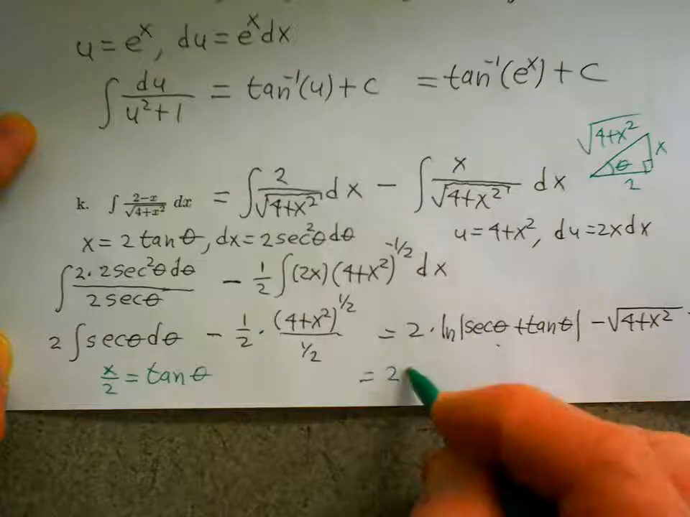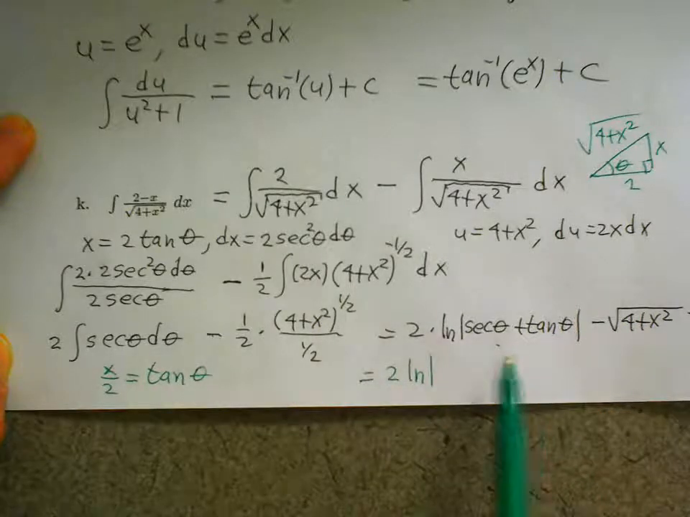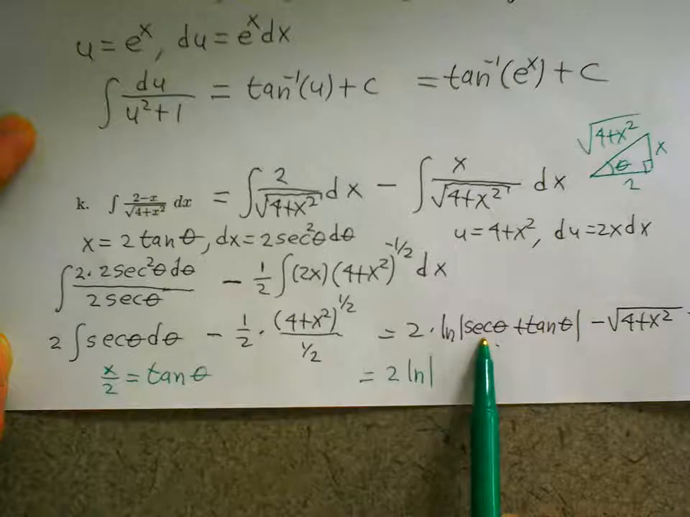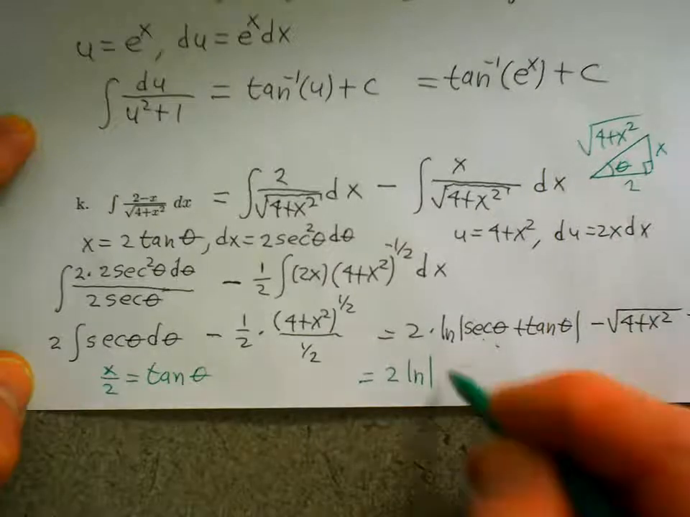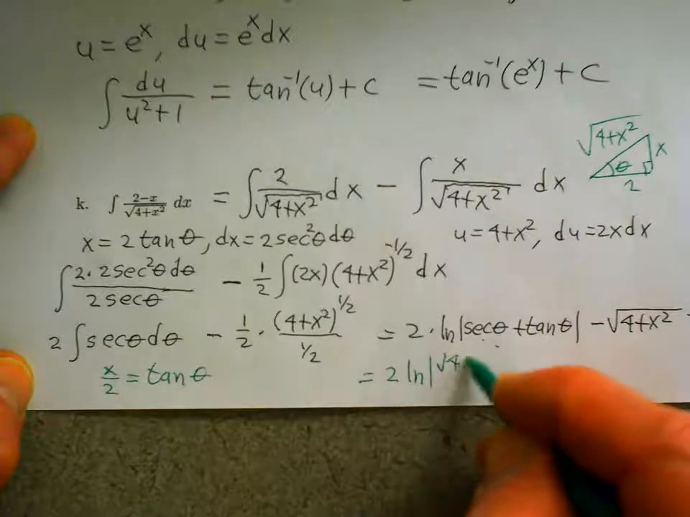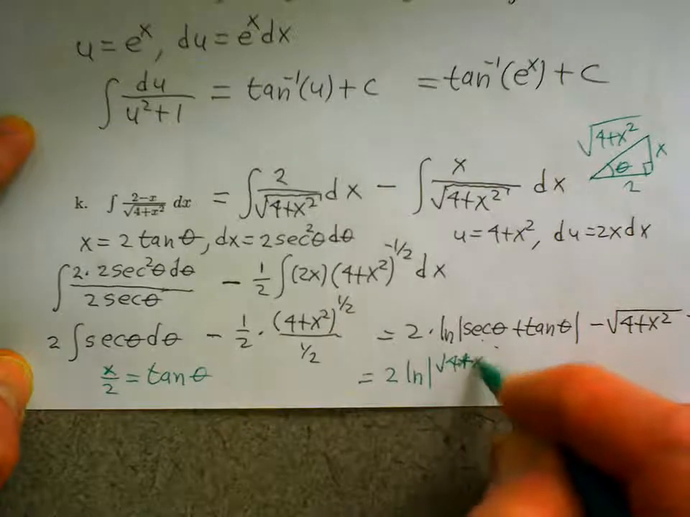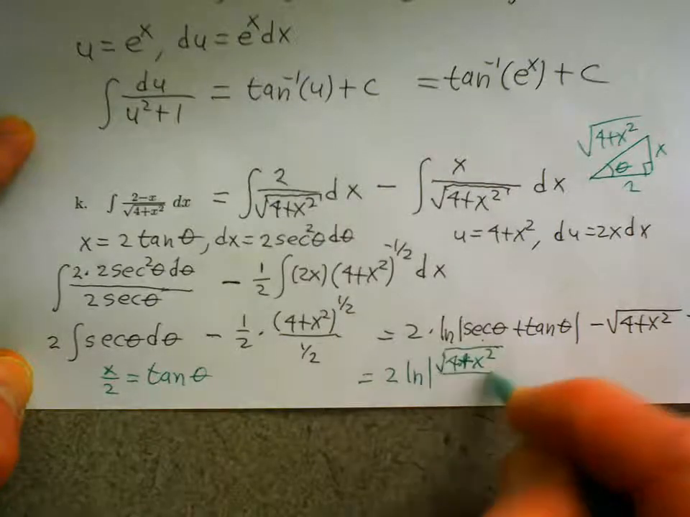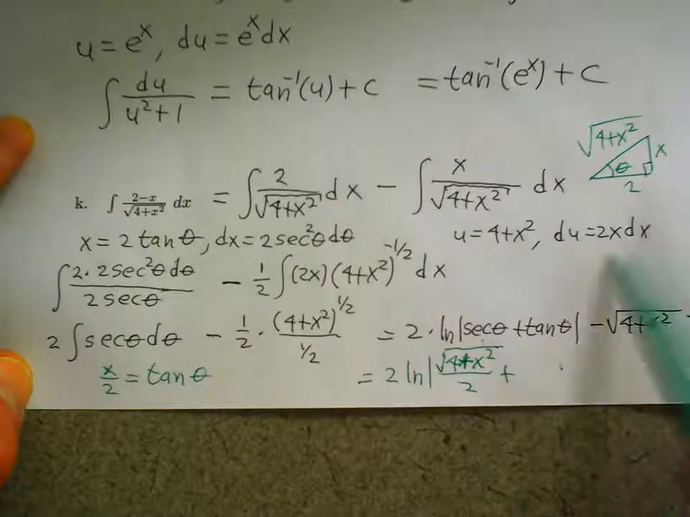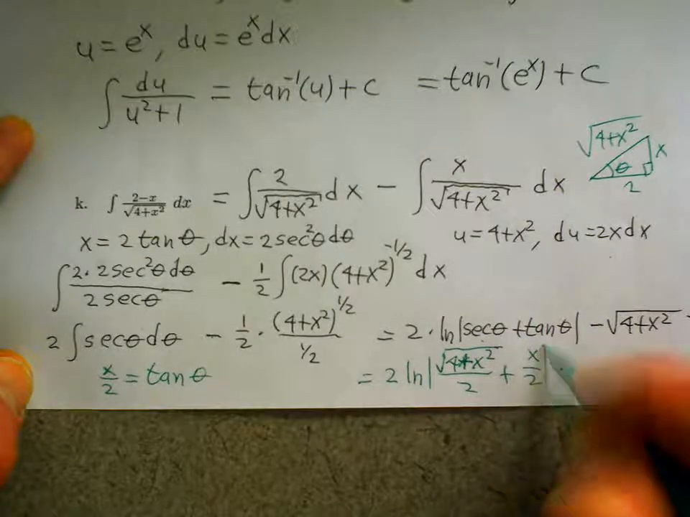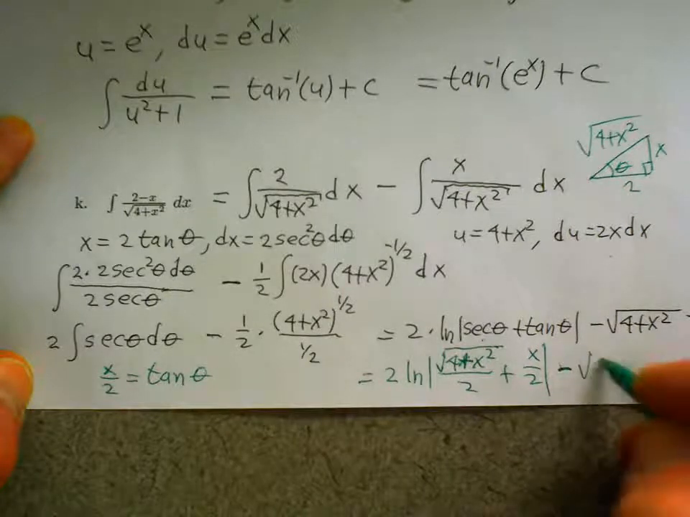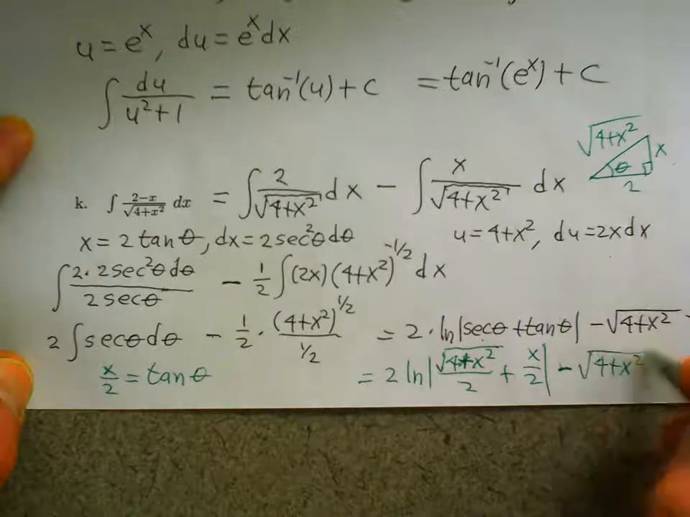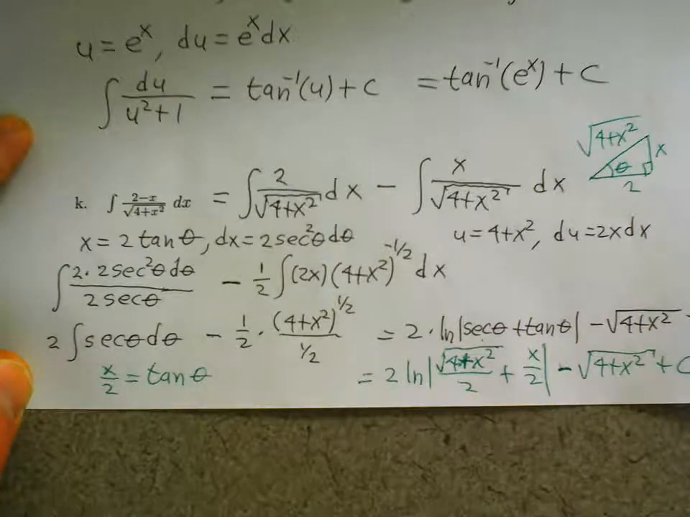So we get 2 times the natural log of, instead of secant of theta, we can write the square root of 4 plus x squared over 2, plus tangent of theta, which is plus x over 2. And then the other part is already done, minus the square root of 4 plus x squared plus a constant. If you can read that.